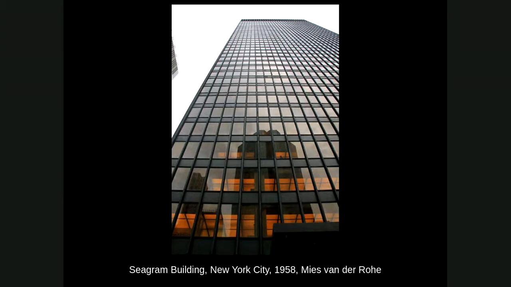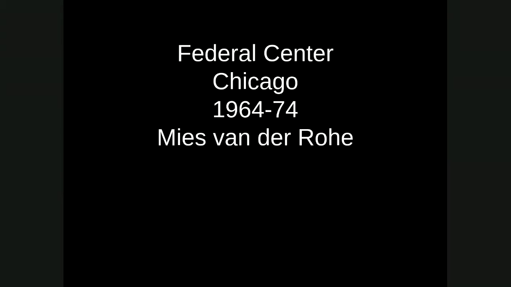All right, and then he does the same kind of thing at the Federal Center in Chicago. Sort of mixes the planning aspect of 860, 880 and the high-rise architecture of the Seagram Building, and he creates one of the great masterpieces of federal courthouse architecture in Chicago. Starting in 1964, it actually isn't finished until after his death in 1974.